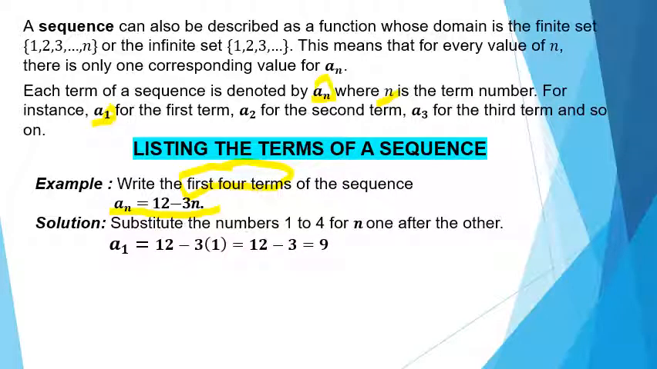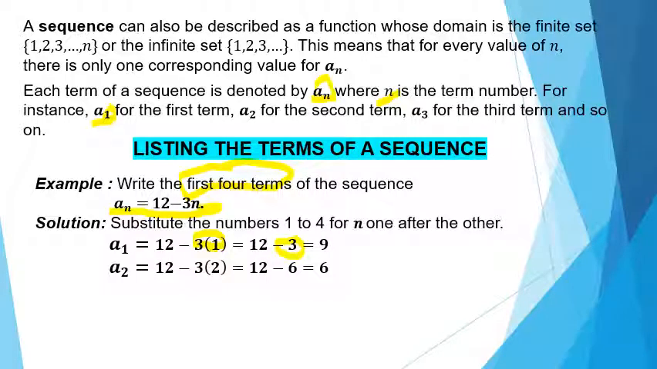Okay, so we have now a sub 1. Papalitan na natin ngayon ang n ng 1. A sub 1 equals 12 minus 3 times 1. Instead na n, ang ginamit ay 1. Equals 12 minus 3 equals 9. Saan galing ang 3? Galing yan dito sa 3 times 1.